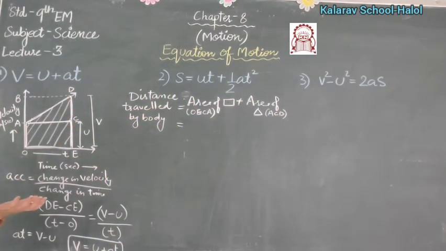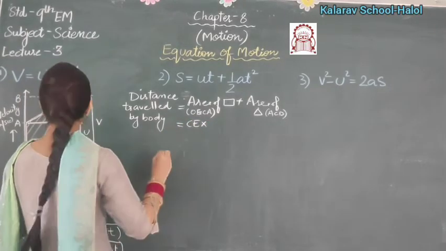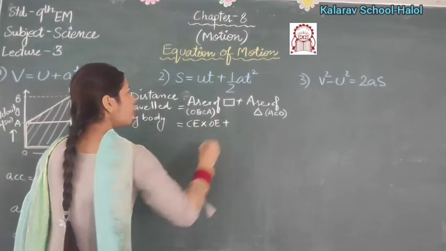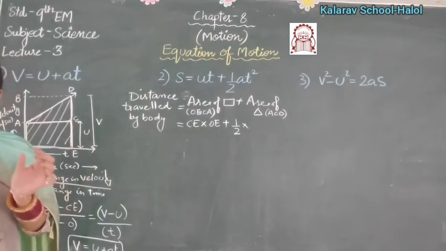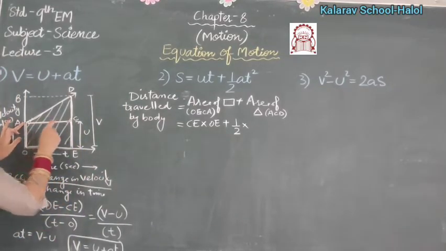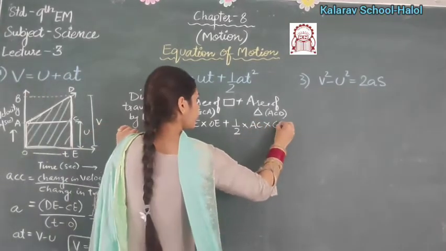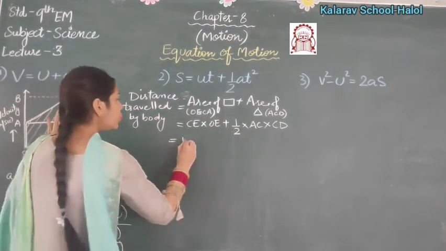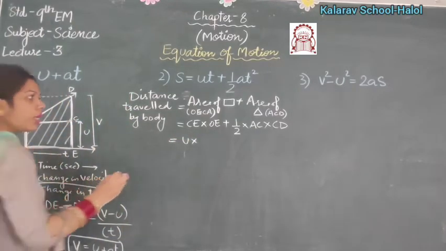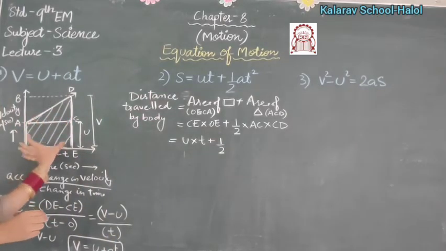What is the area of the rectangle? That is length multiplied by breadth. So it is CE multiplied by OE. Area of triangle is 1 by 2 base multiplied by height. What is the base of the triangle? AC. What is the height? CD. So CE, what is CE? CE is u. What is OE? OE is t. 1 by 2, what is AC? AC is also t.